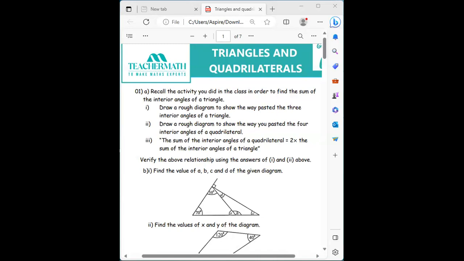Here you can see that these three angles have been located on a straight line. This is a straight line. Then we know that the sum of the adjacent angles on a straight line equals 180. We learned this in the grade 8 first term. Okay, so they asked to draw a rough diagram to show the way of pasting the three interior angles of a triangle. Then this is the way of pasting the angles.